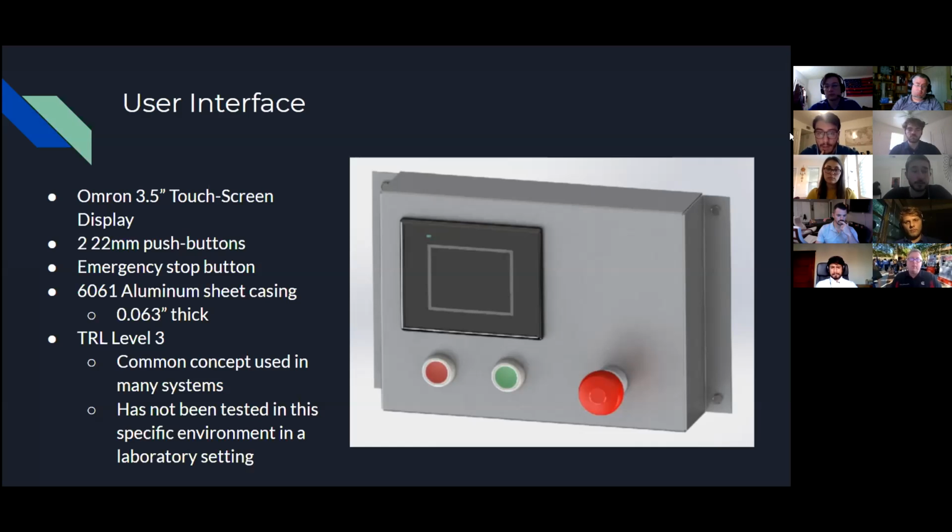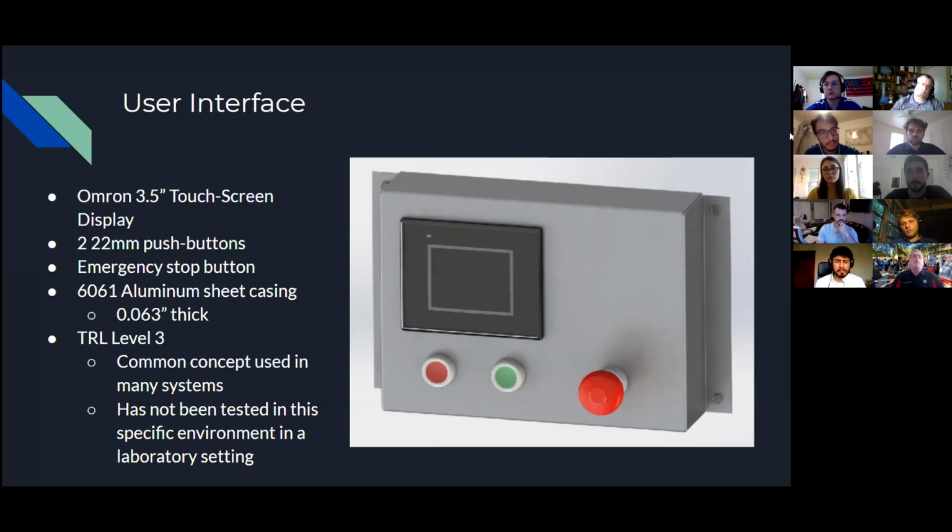All of these electrical components are encased in a 0.063-inch thick 6061 aluminum sheet casing. And this just makes sure that all the electrical components stay out of the enclosure of the incubator where the tests are being done. The TRL level chosen was level 3 to err on the side of caution, as touchscreens and buttons have been used in similar applications before, but we have not tested them specifically in our environments, so we rated it a 3.